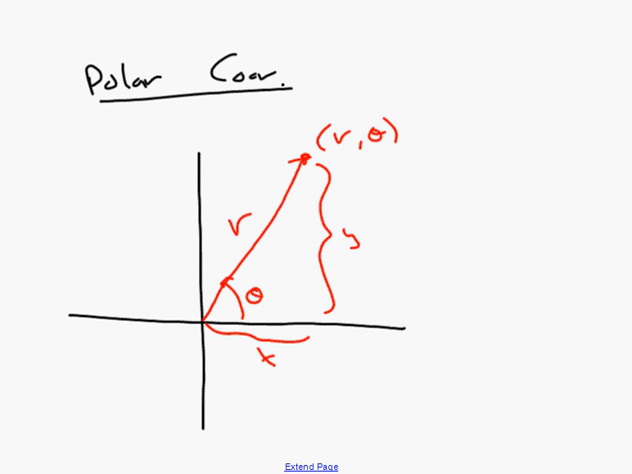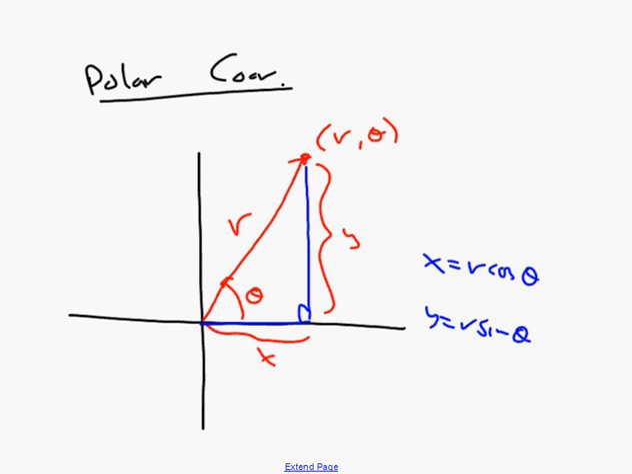Now, you can convert between these things if you wanted to. Pretend you knew r and theta. If you know what r is and you know what theta is, then you can make a little right triangle, and you can get things like this. x equals r cosine theta, and y equals r sine of theta. Do a little trig ratio stuff in that right triangle.